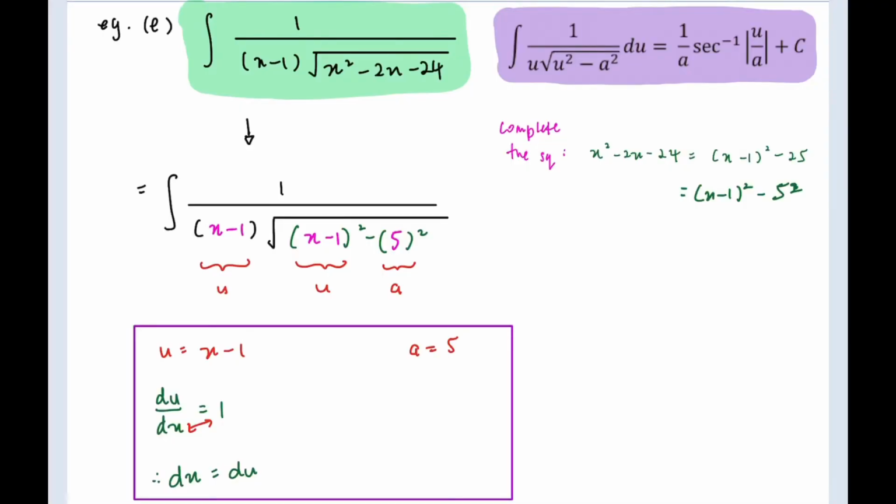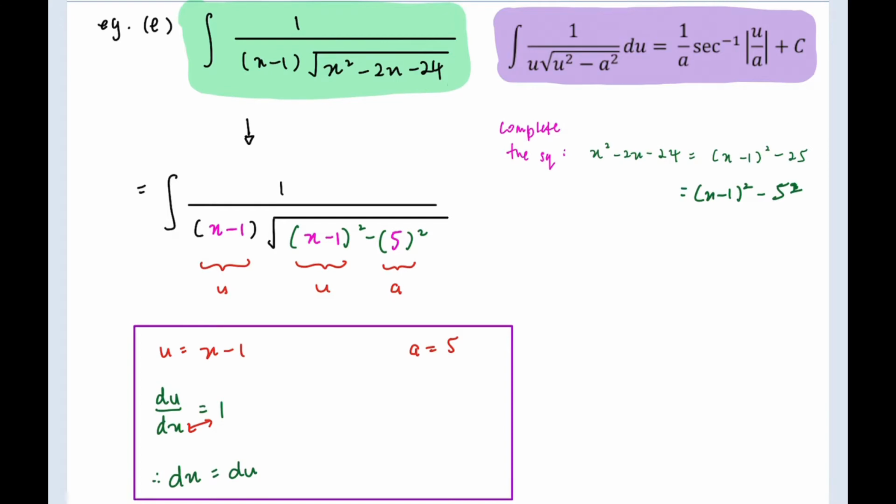Now let's focus on example E. Things are getting more challenging right now. Let's read the question. This is just the integral of 1 over x minus 1, and you have the square root of x squared minus 2x minus 24.